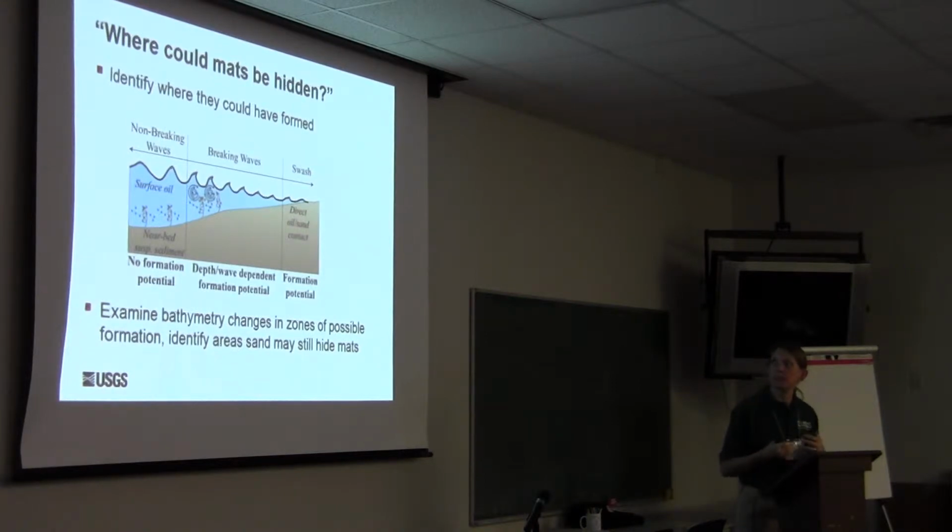The other question is, are there areas where they couldn't still remain because nature would have done the dirty work for us and broken the mats apart? So this first part was where we came in. Where could they have formed?